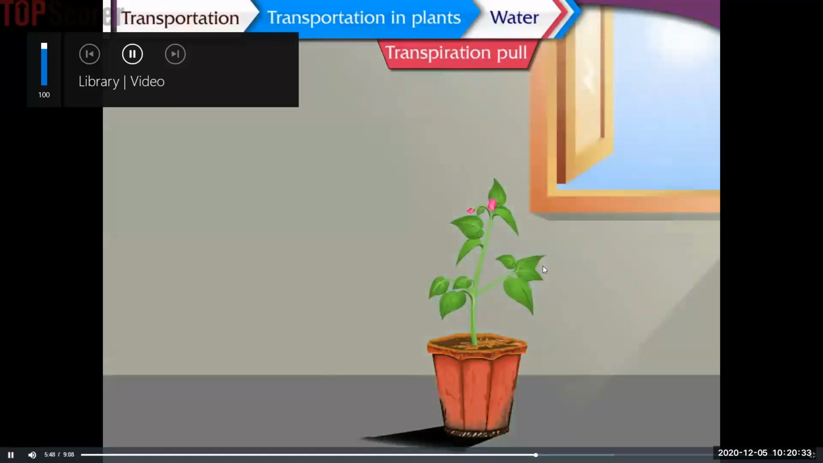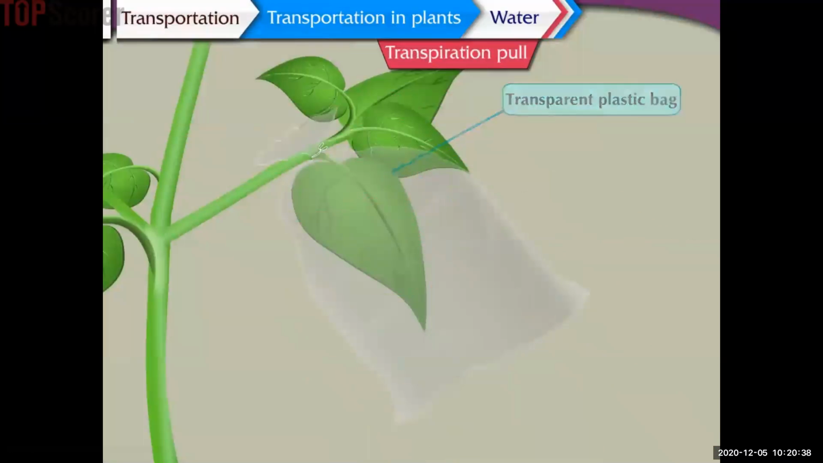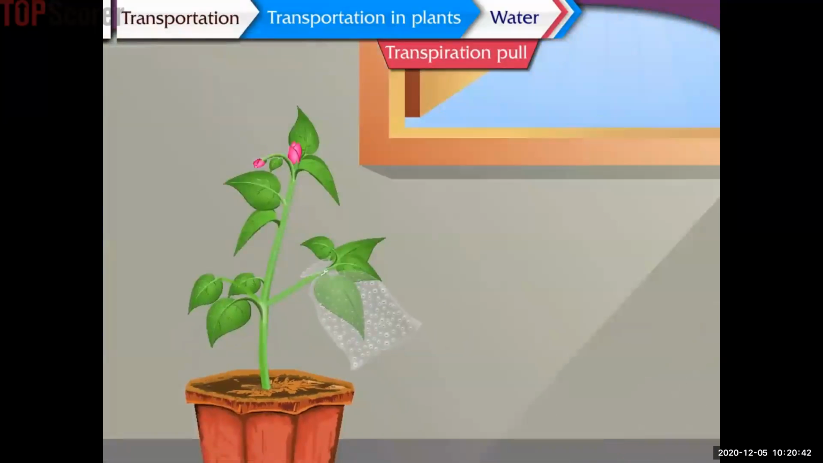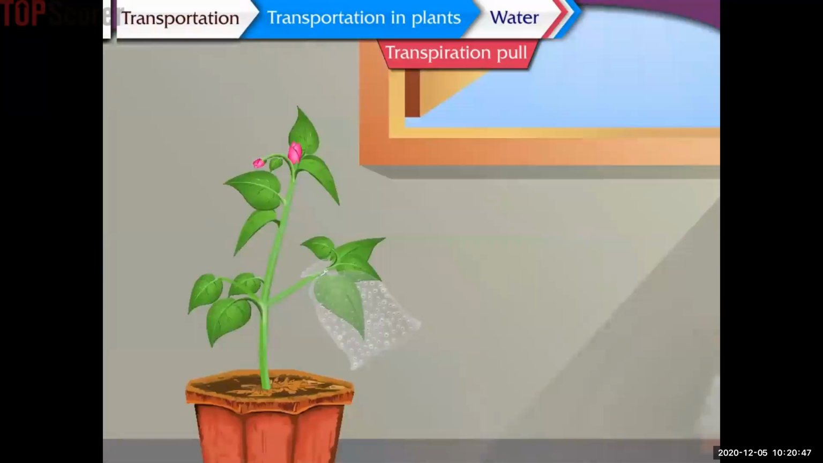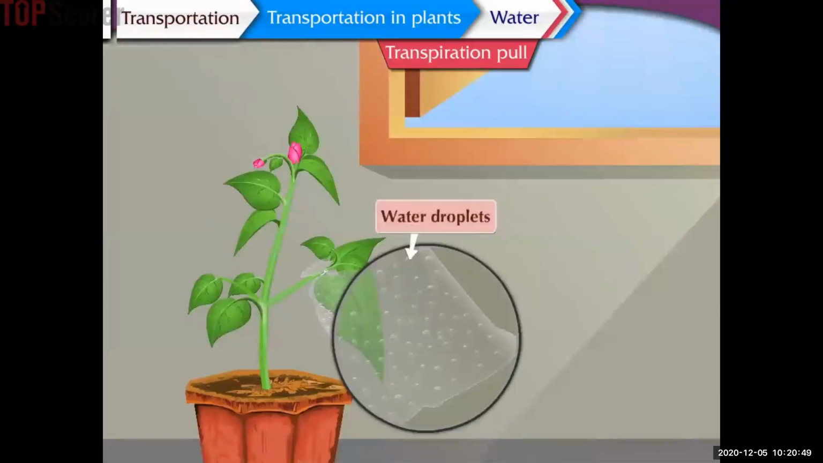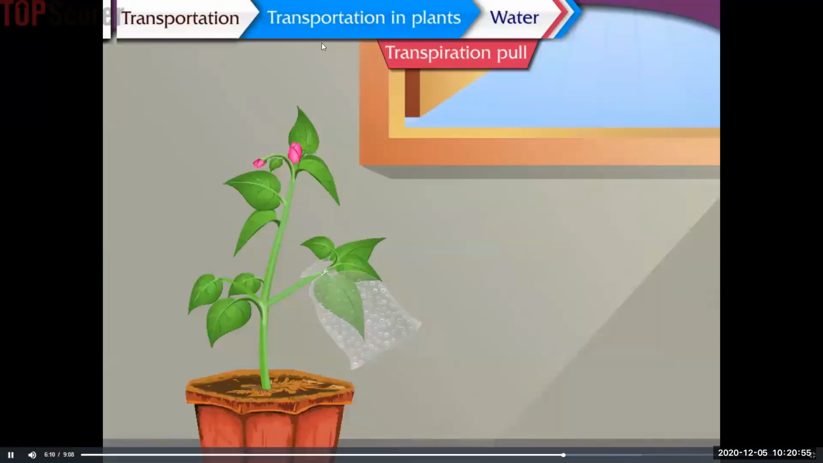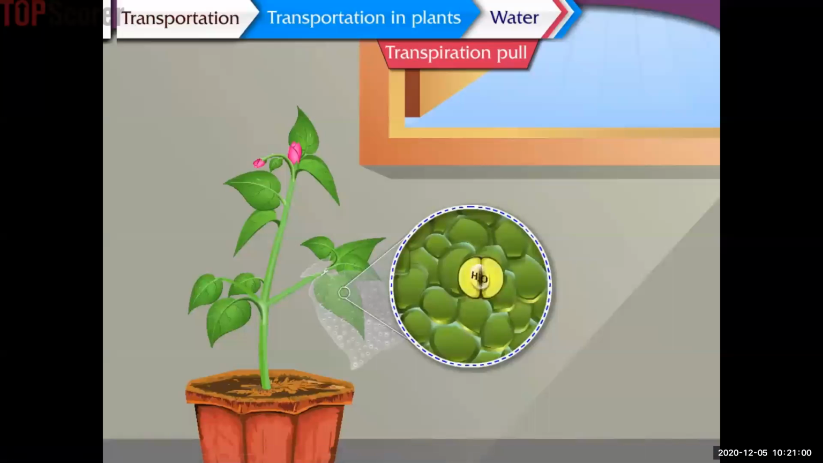Transpiration pull. If we tie a transparent plastic bag on a branch of a plant, keep it in sunlight for 5 to 6 hours, and then observe the plastic bag, what do you see? Yes, you are right. We see droplets of water on the inner surface of the plastic bag. Why does this happen? Plants give out water in the form of water vapor through the stomata present in the leaves. This process is called transpiration.